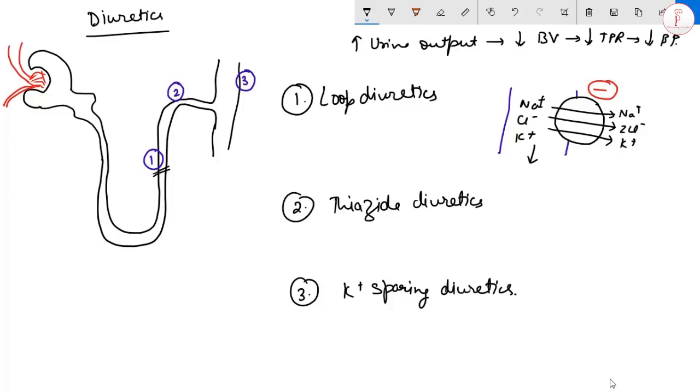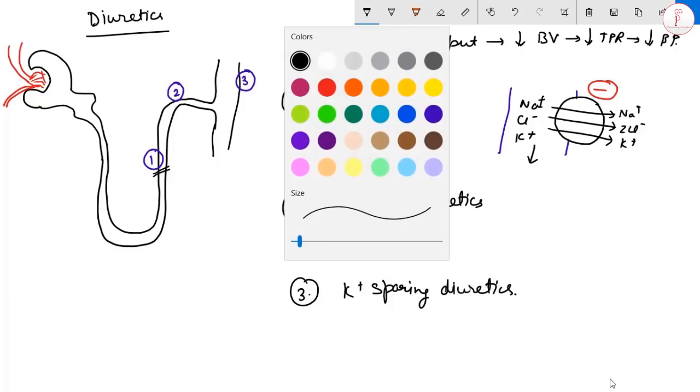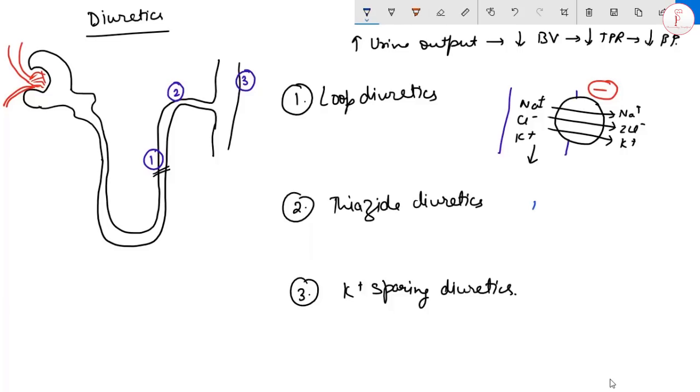Next, we have our thiazide diuretics. They act at a different site, and what they do is inhibit one transporter that reabsorbs sodium and chloride. So when they inhibit both sodium and chloride, then what will happen? There will be more release or more urination of sodium and chloride.